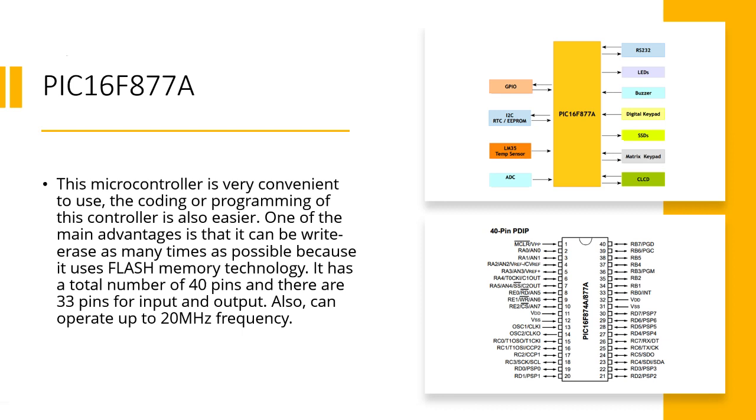This type of microcontroller is used a lot because the coding and the programming of this controller is very easy. One of the main advantages is that it can be written and erased as many times as possible because it uses flash memory technology. It has a total number of 40 pins and there are 33 pins for input and output. Also, it can operate up to 20 MHz frequency.